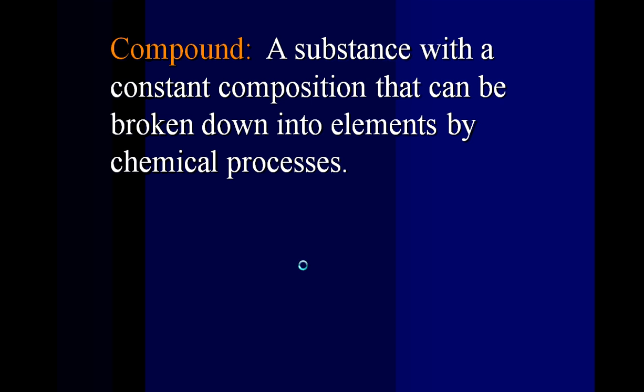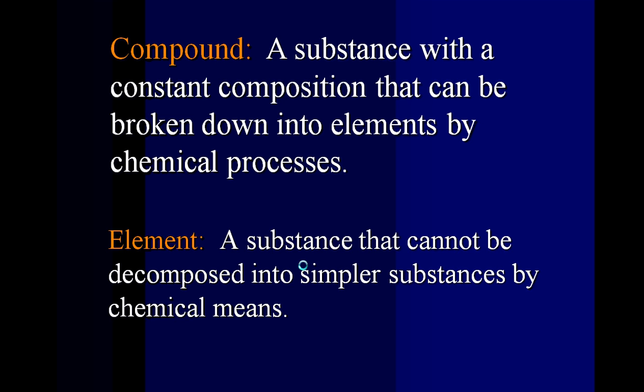A compound is a substance of constant composition. It can be broken down into elements by chemical processes. An element is as small as we can get without destroying the actual atom itself. So make sure you know the difference between a compound and an element.